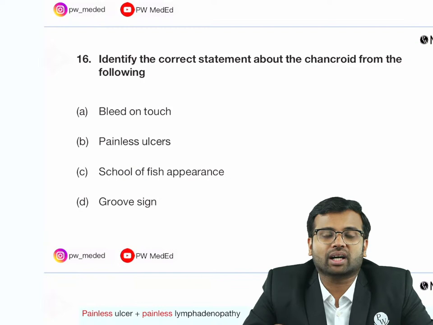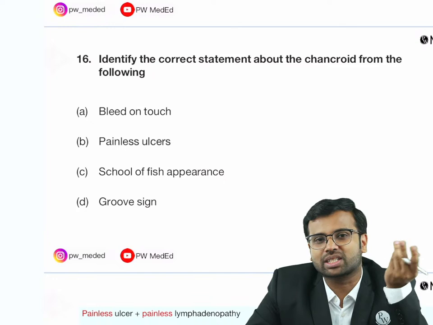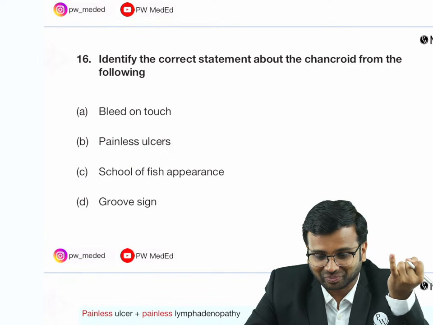So what is chancroid? It is a genital ulcer disease. So does it bleed on touch? Okay. So don't worry. No confusions.